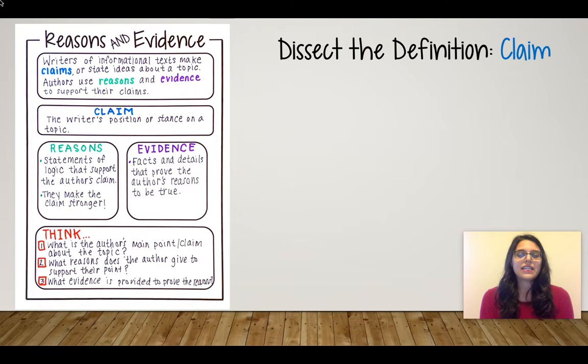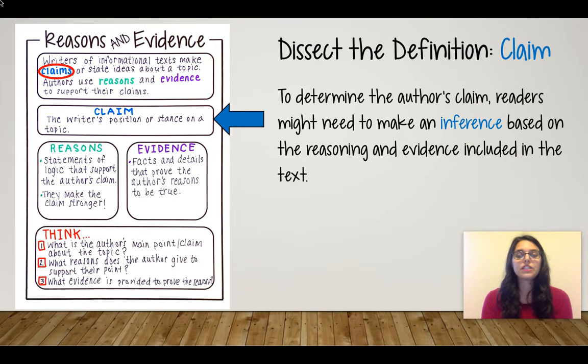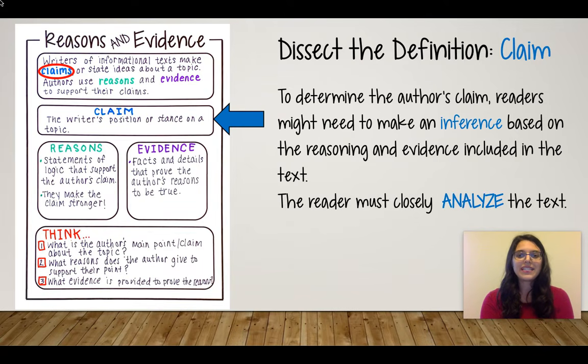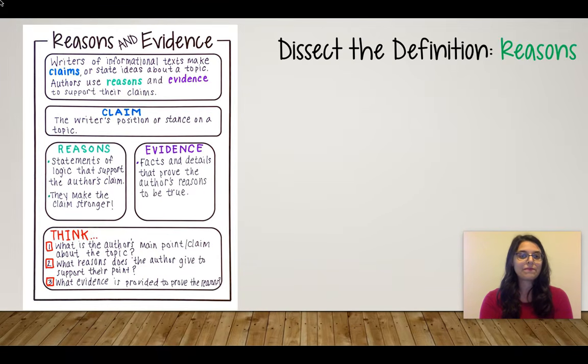So let's solidify our understanding of this concept by dissecting the definition a little bit and looking really closely at those keywords I told you would just keep popping up and up and up. All right, first let's look at claims. And that's in this box right here. A claim: the writer's position or stance on a topic. To determine the author's claim, readers might need to make an inference based on the reasoning and evidence included in the text. The author is not always going to say, hey, here's my claim, here it is. No, you probably have to do a little work. So the reader must closely analyze the text in order to identify what the claim or point being made is.